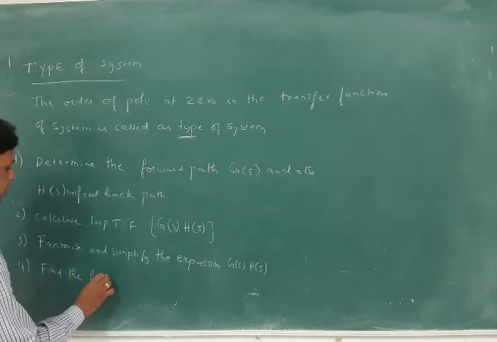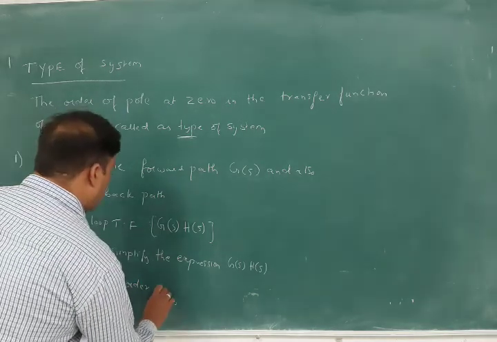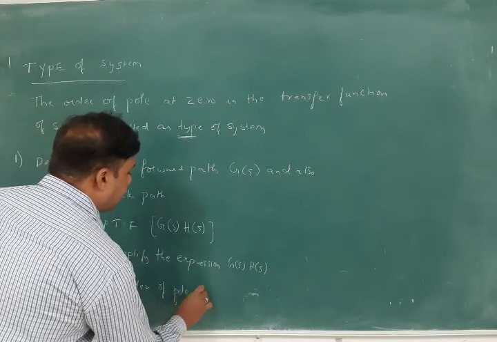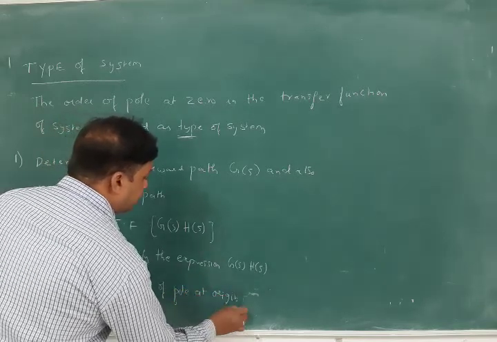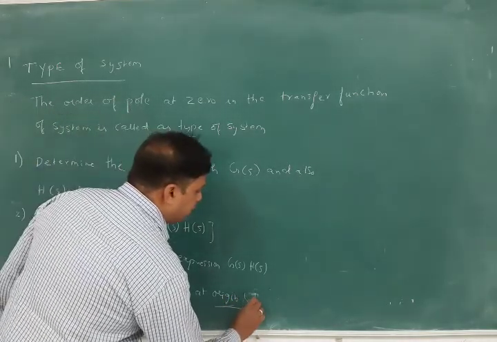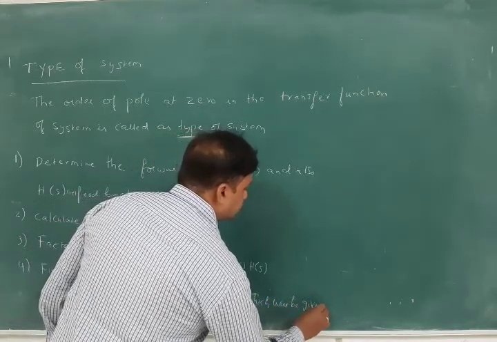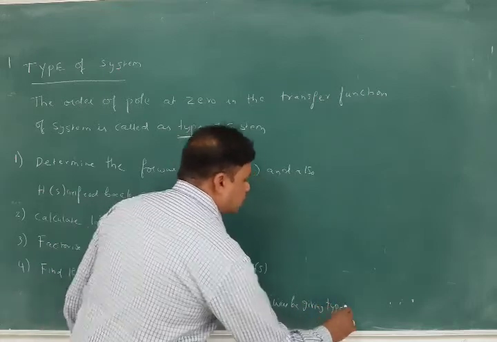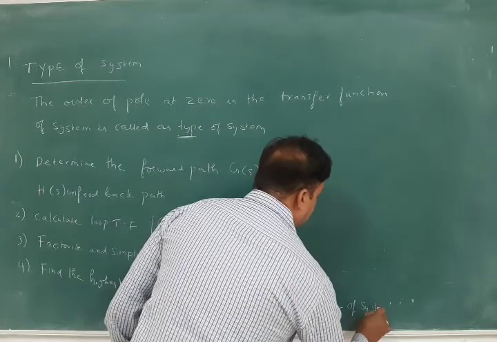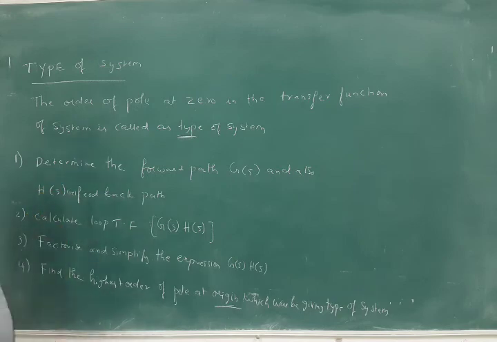Find the highest order of pole at origin. You have to remember this point: at origin, which will be giving the type of the system. These are the 4 steps you have to follow for finding the type of the system. So we will see one example for this.